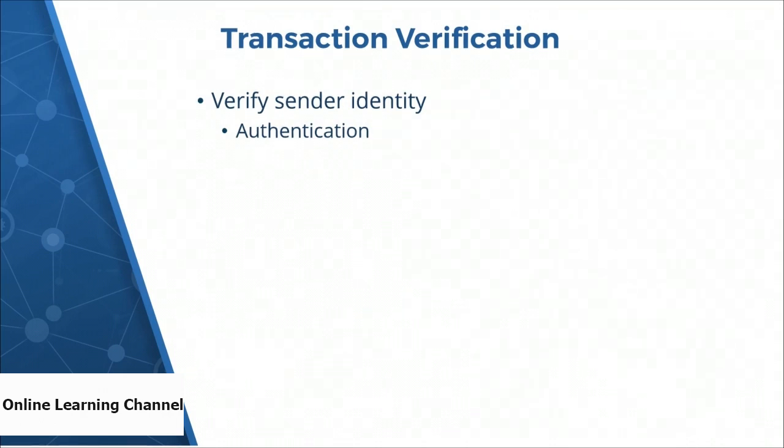The way authentication and non-repudiation are implemented in the Ethereum network is by means of digital signatures. So what this step ensures is that only someone in possession of the private key of the sender could have initiated this transaction.